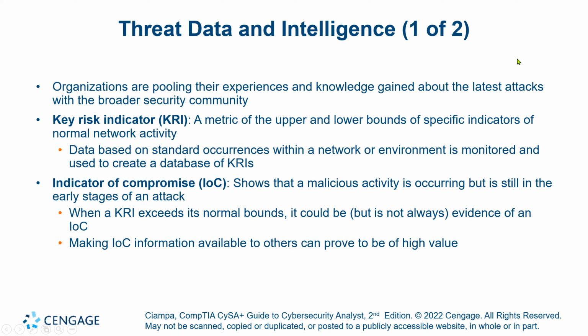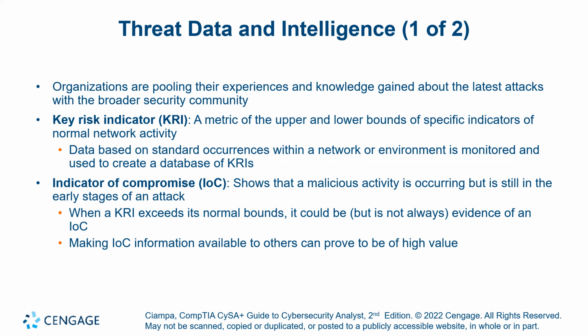Threat data and intelligence. So organizations are pooling their experiences and knowledge gained about the latest attacks with broader security communities. Key risk indicator, or KRI, is a metric of the upper and lower bounds of specific indicators of normal network activity. It's like a baseline, but instead of having just the baseline, you have your upper baseline and your lower baseline. Data based on standard occurrences within a network or environment is monitored and used to create a database of KRIs.